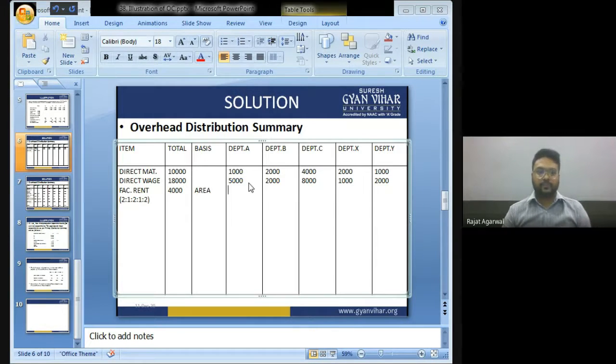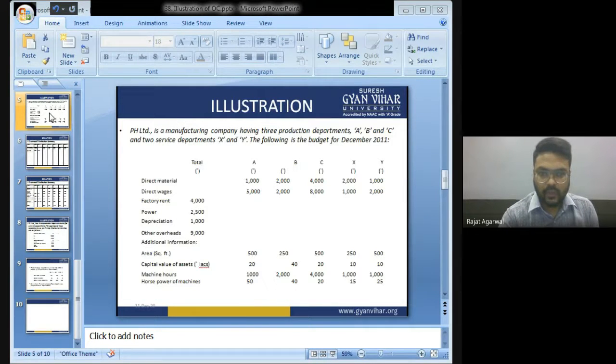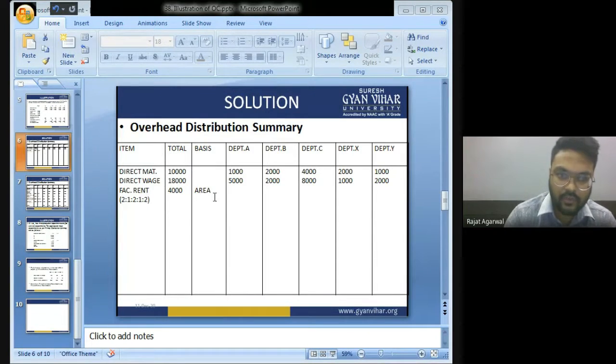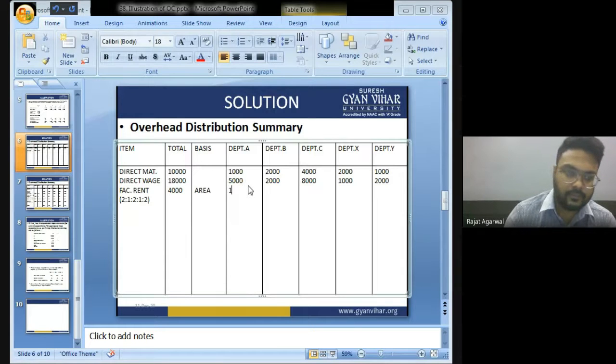Now let us distribute this 4000 into 2 is to 1 is to 2 is to 1 is to 2. 4000 divided by 8 into 2: 1000, 500, 1000, 500, 1000.